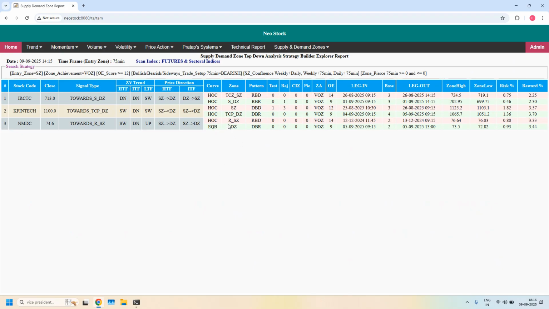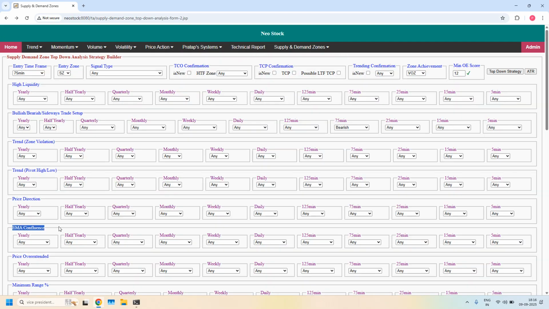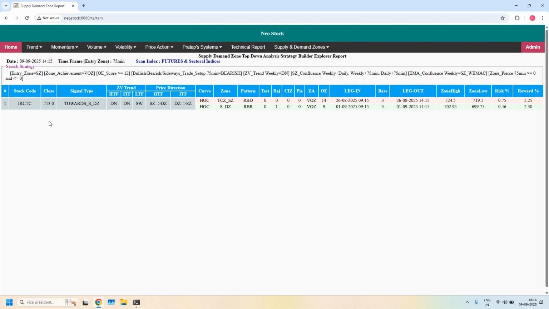In these 3 stocks, these 75-minute supply zones are overlapped with daily supply zone. Both together again overlapped with weekly supply zone. And weekly trend is down in only 1 stock. Let's verify if this weekly supply zone has any weekly EMA confluence. At the same time, the trend on the weekly should not be sideways. It should be downtrend because it is a bearish trade setup. So that 1 stock is filtered.